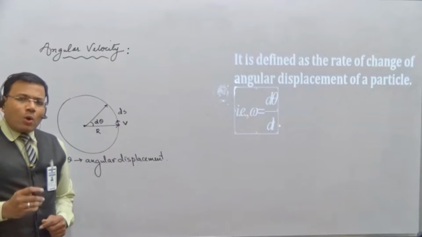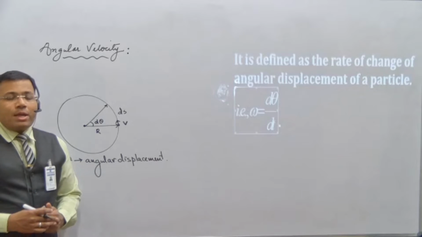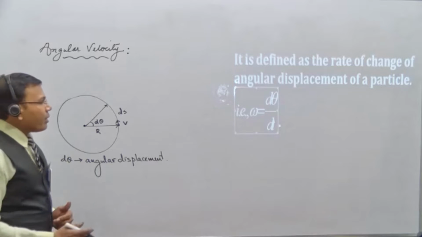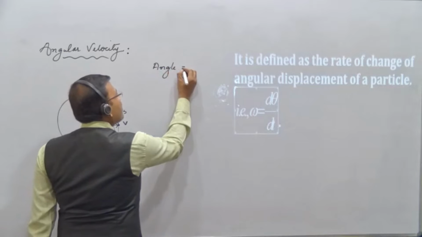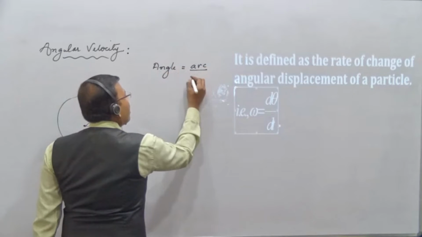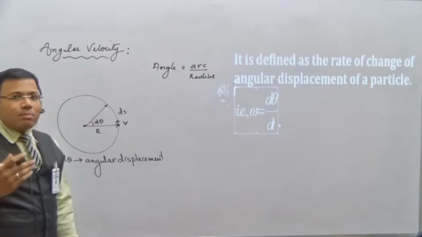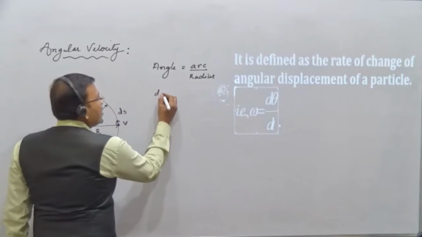Now students, you know the definition of angle. Angle is defined as the ratio of arc to the radius. So I'll write that: angle is equal to the length of the arc by radius. This is the definition for the angle, arc by radius. So how much is the angle here? That is d theta.